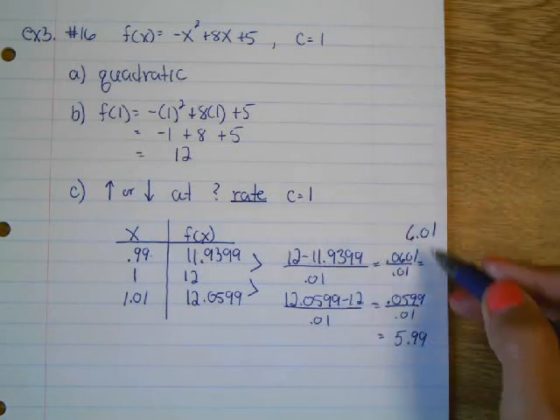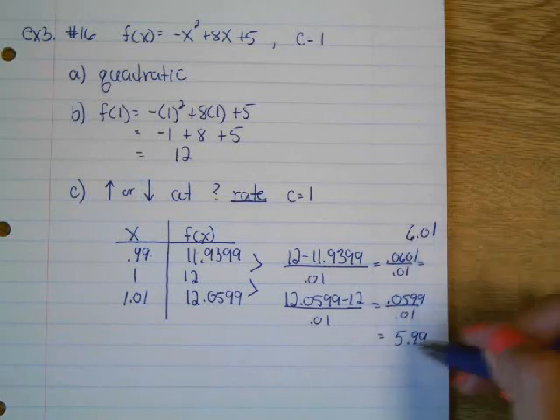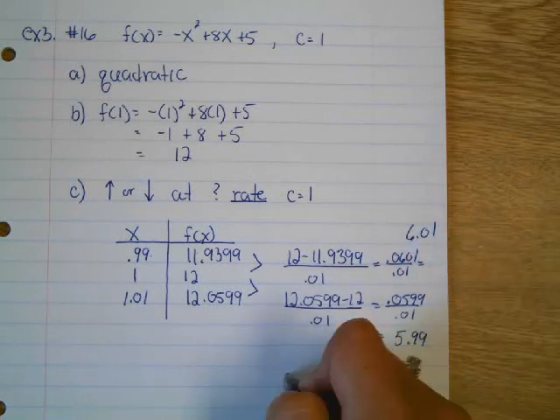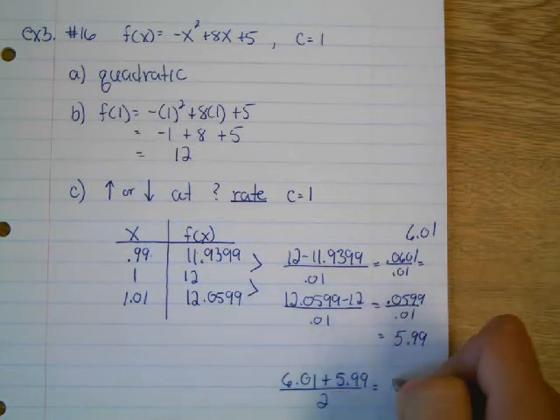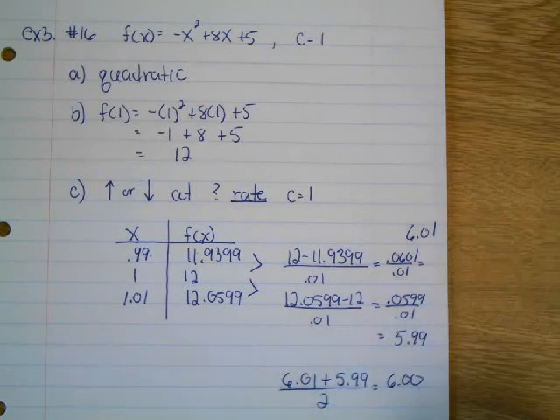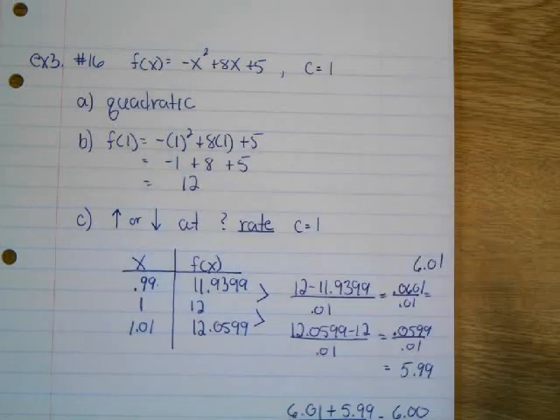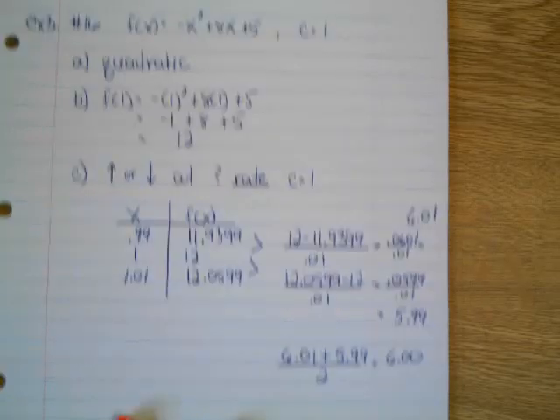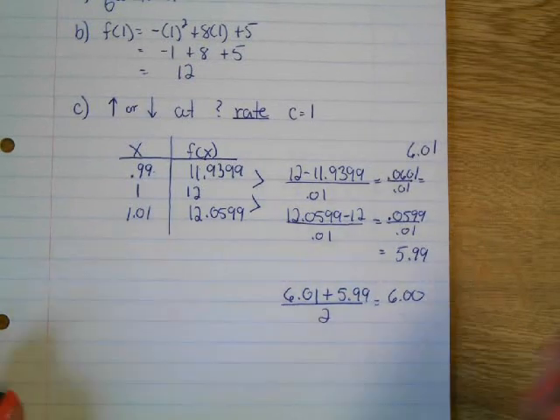Okay, now I average these two together. I don't really need a calculator here. I know it's halfway between 6.01 and 5.99, but if you want to write it out, in case you're looking back, 6.00 is my rate. And I can't put any units on here because they didn't tell me what x represented or what the function represented. So that's as much as I can do for the rate. Okay, so it's mostly just 3-point table today.